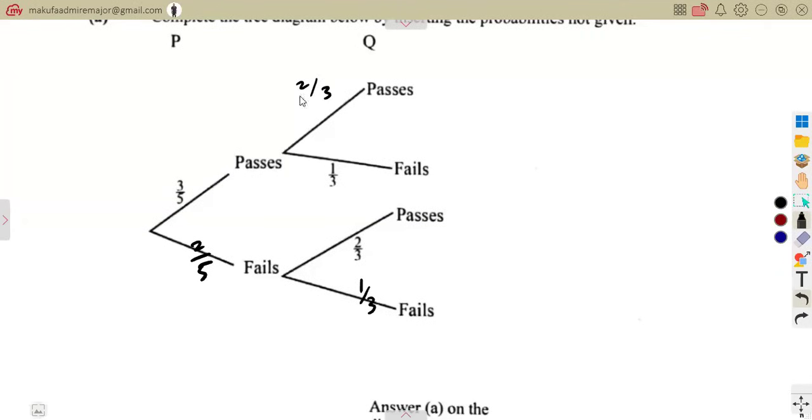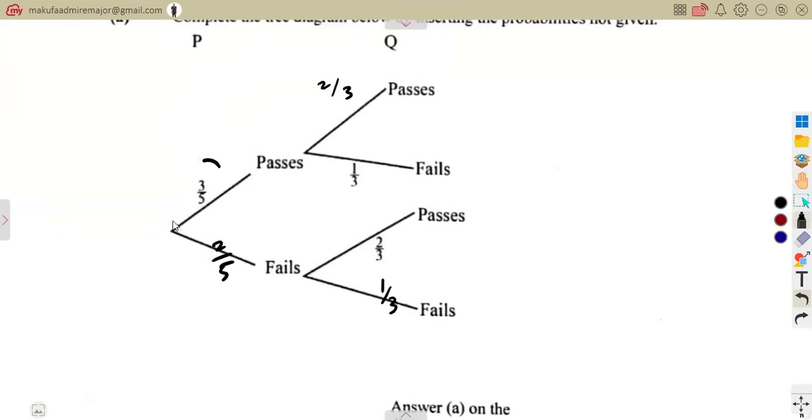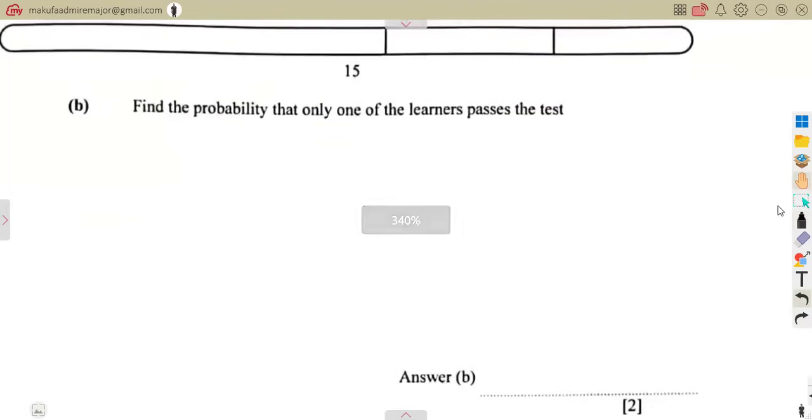Okay, so this was going to be our diagram. In this case, you just have to consider the concept that the sum of everything on these two branches must add up to 1. This must add up to 1, and this also must add up to 1. We are then given the other part of our question, which is now the probability. Find the probability that only one, take note, only one.